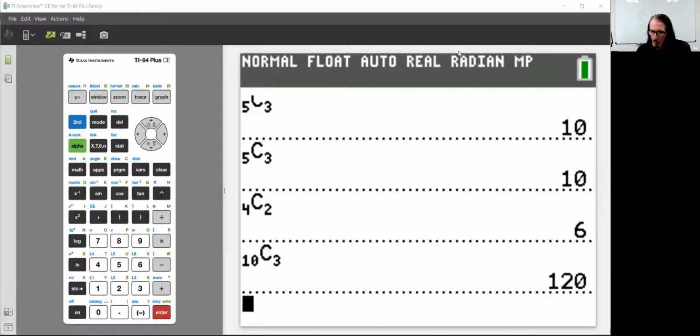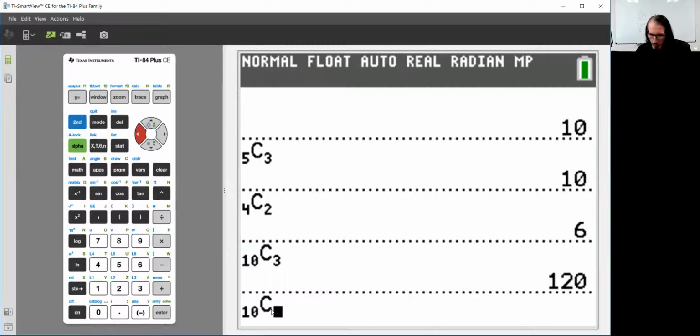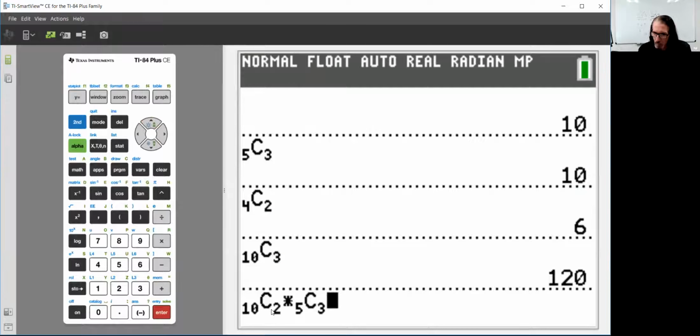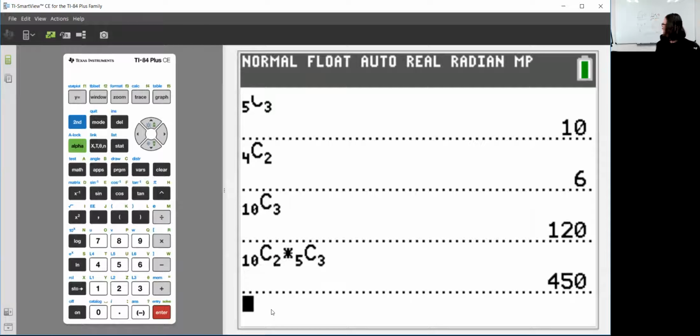10C2, 10C2. Times 5C3. Don't know if this is going to work, but 450. That's what I came up with. I'll say we take that a little further.